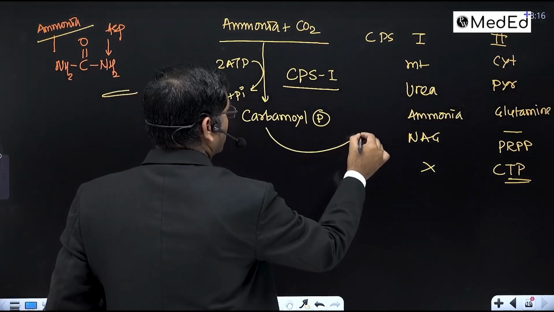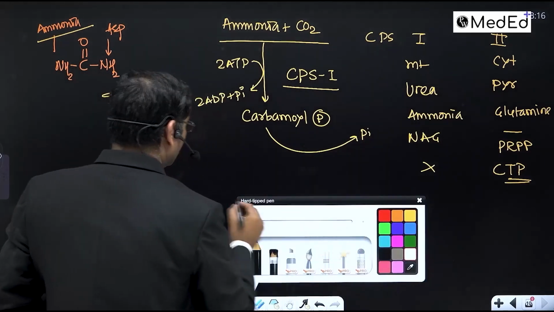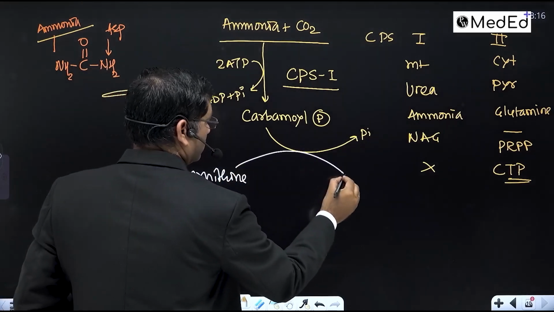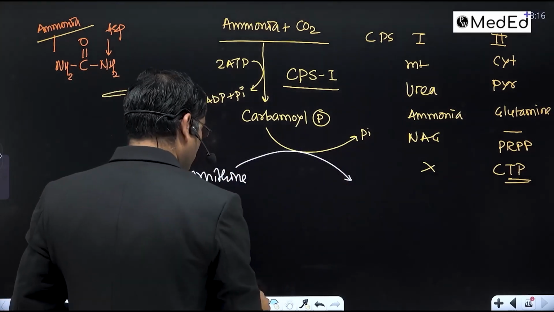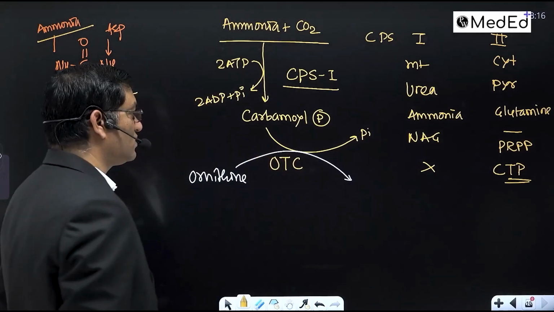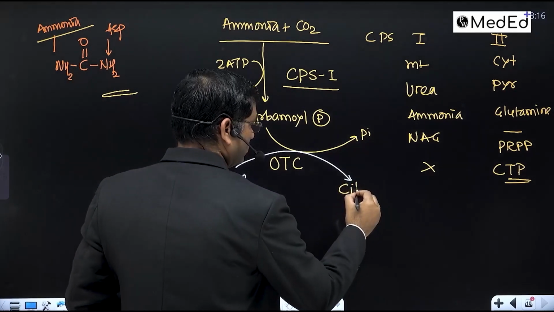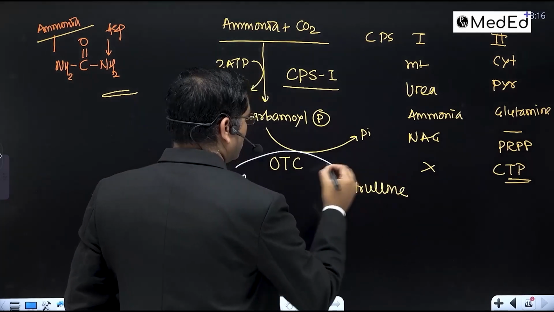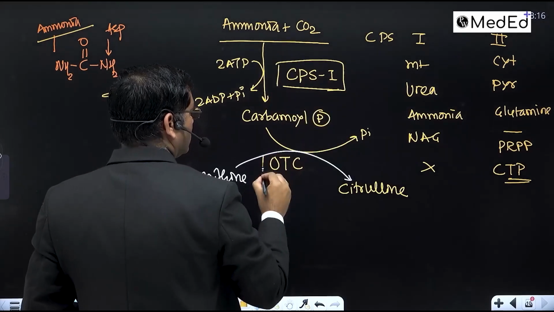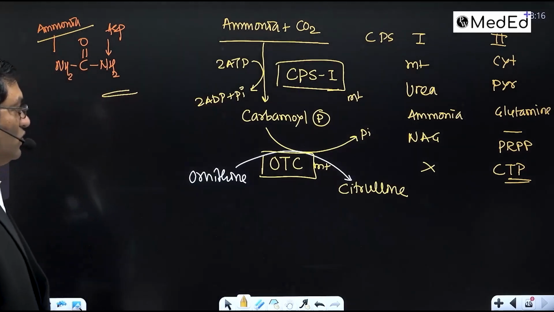This carbamyl phosphate condenses with ornithine in the presence of the enzyme ornithine transcarbamylase, and it is converted into citrulline. So these enzymes, CPS1 and ornithine transcarbamylase, are the mitochondrial enzymes.